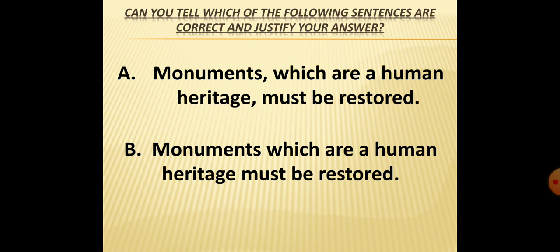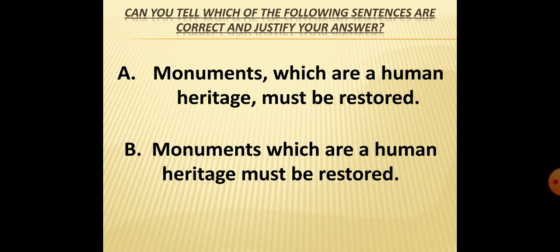Monuments which are a human heritage must be restored. As you know, monuments, which are a human heritage, must be restored. So, is it restrictive or non-restrictive? Here in the first one, in A, we use the commas, and in the second one, we don't use the commas. So which one of them is correct, or which one is appropriate to use here?